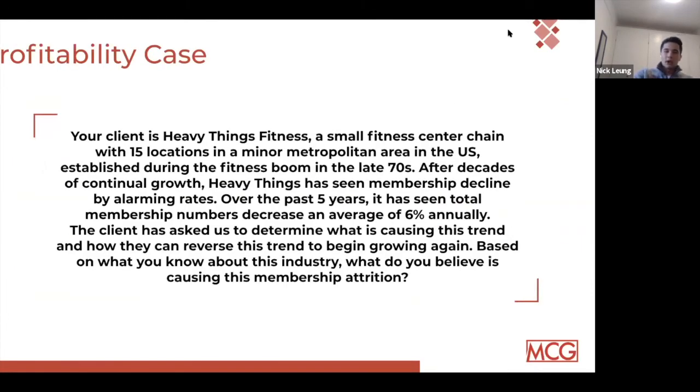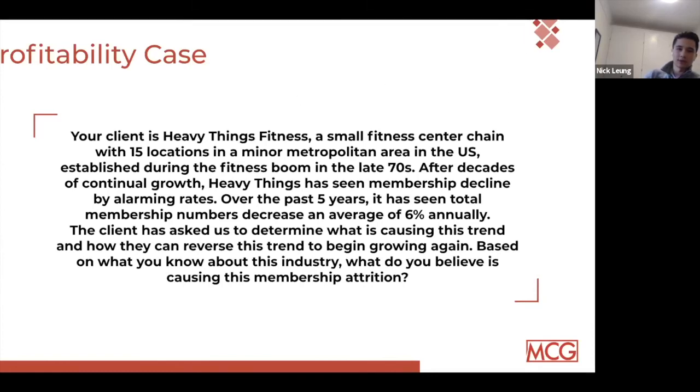Okay, cool. So what I'm going to do is read this case to you guys, and then I'll ask everyone to give me one important point of information in the prompt. For clarification, this is what's called a profitability case, where the ask or the problem will be somewhere around the profitability of the company.